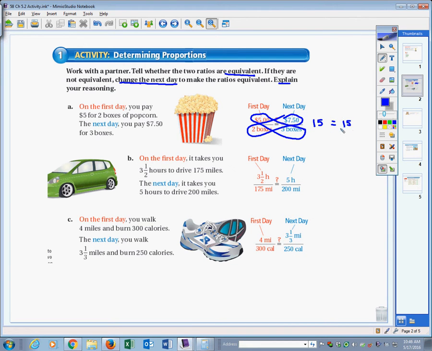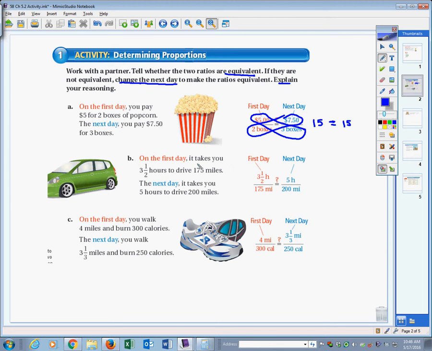So are these fair? Are they equal proportions? Yes, because 15 is equal to 15. So we don't have to change the next day, because it says if not equivalent, change the next day. Since 15 is equal to 15, we have 2 equivalent proportions. So let's look at problem B.